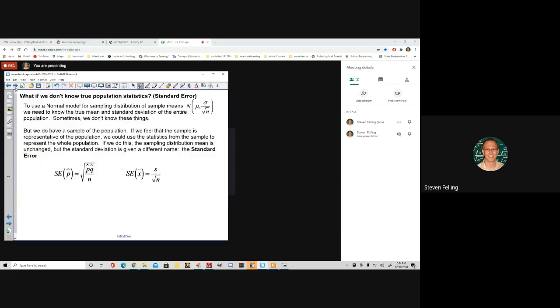Okay, whenever we do that, when we don't know the true population values and we use S instead of sigma, or we use p hat instead of p, then instead of calling this the standard deviation, we call it the standard error. Okay, so there's a new name for it if we're using an estimate from the sample. So instead of calling it sigma, we use the symbol SE for standard error. So instead of sigma x bar or sigma p hat, we use SE. Okay, so this is often just written SE p hat or SE x bar.